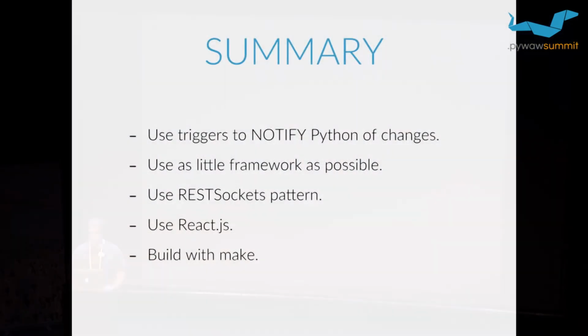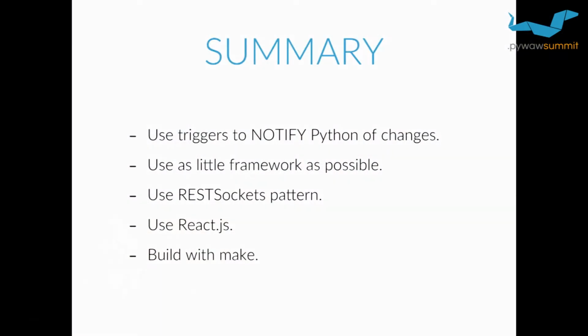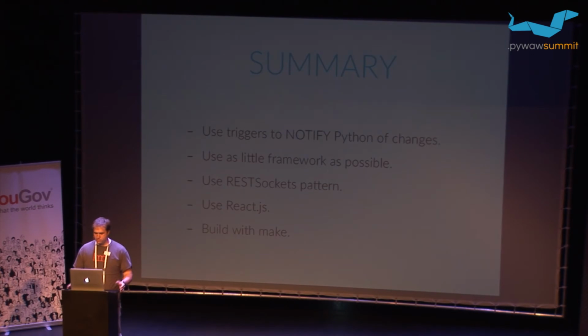And that leads us to a summary. How do we build real-time web apps with just Python and Postgres? Use Postgres triggers to notify your app when something happens. You don't have to poll, you don't have to refresh the page. Postgres can let you know.